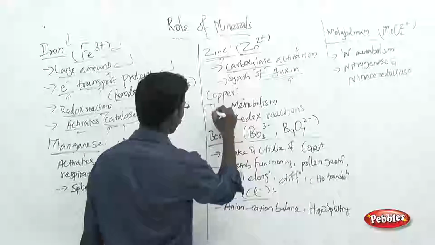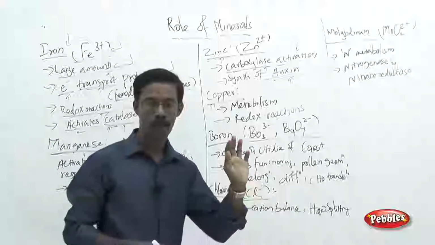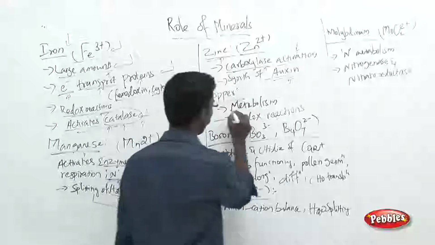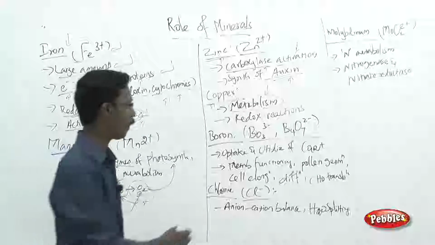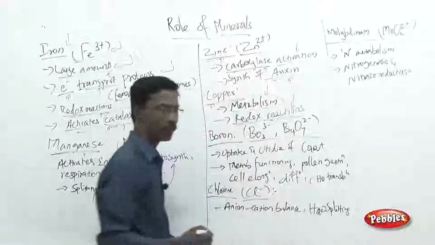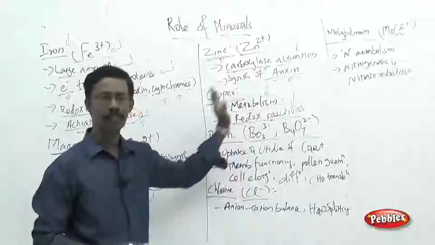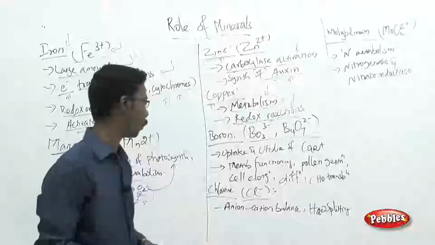The next element we are going to see is copper. Copper is one of the major micronutrients involved in each and every metabolism of the plant cell, in the overall metabolism of the plant cells. Like iron, it is also involved in redox reactions, oxidation reduction reactions. It is also oxidized or reduced as it participates in the redox reactions.